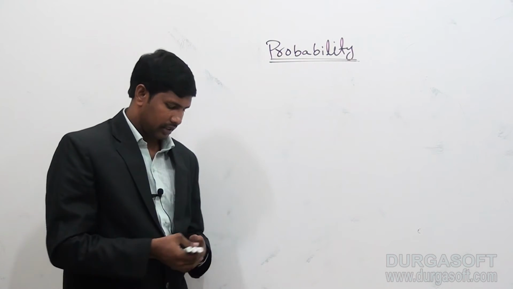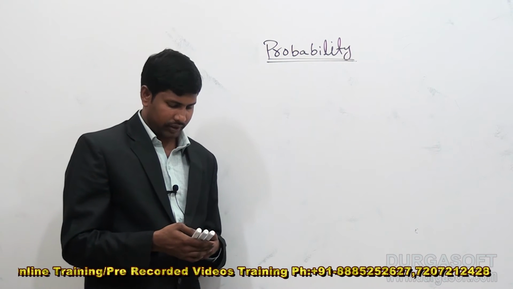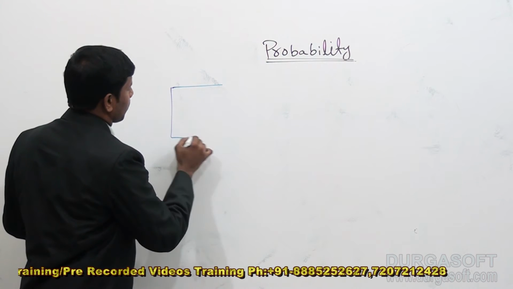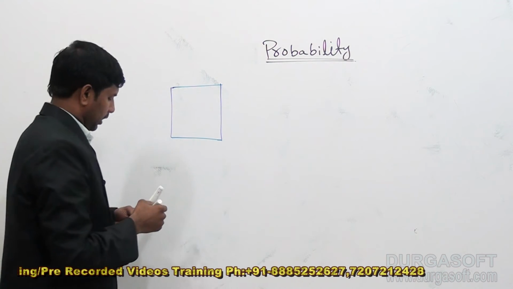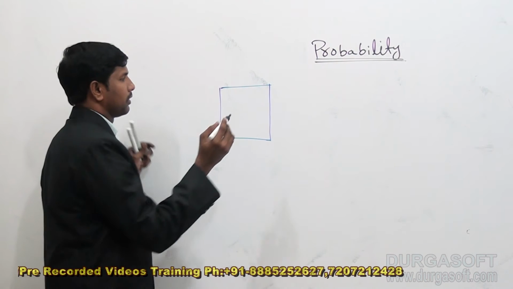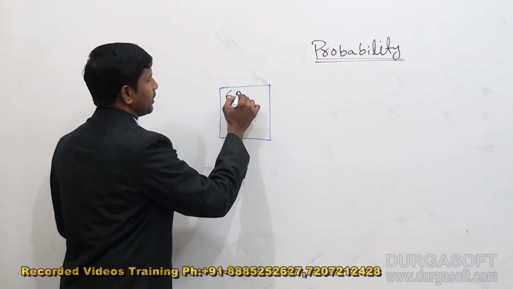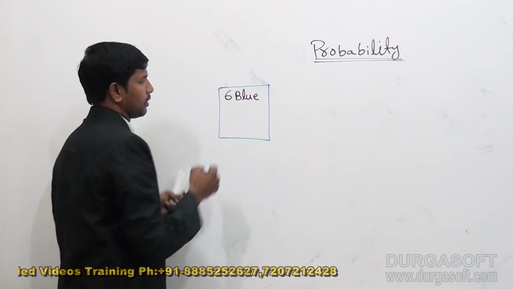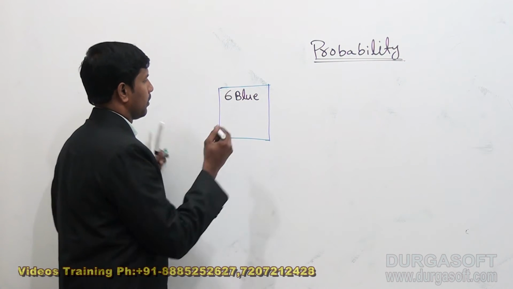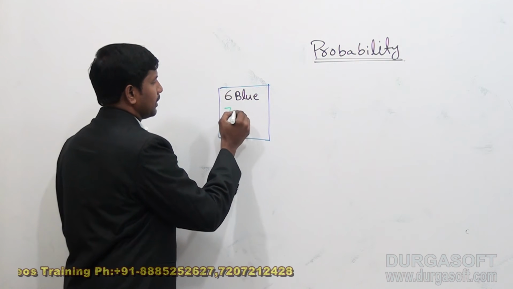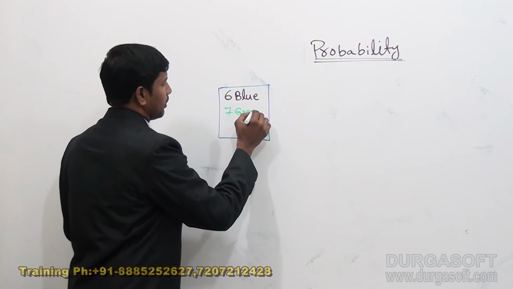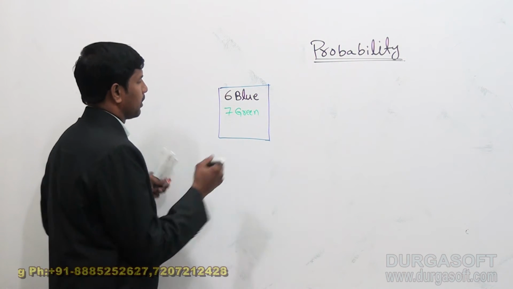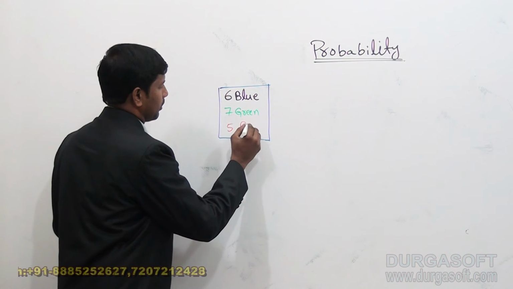So in this way we can solve the questions related to cards. Now let us take the next one related to balls. Suppose I have a box. In this box I have, suppose, 6 blue balls, 7 green balls, and let us take 5 red balls.